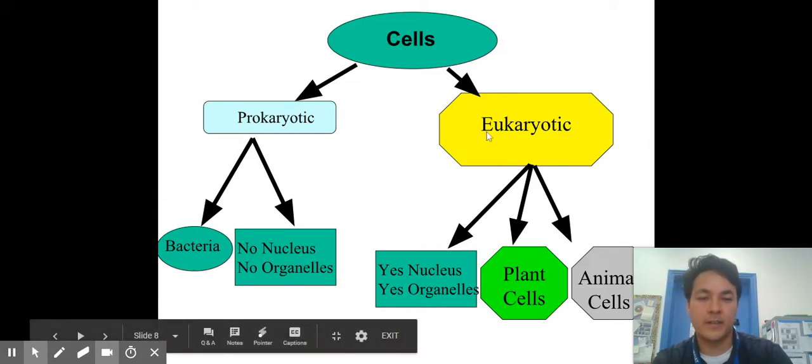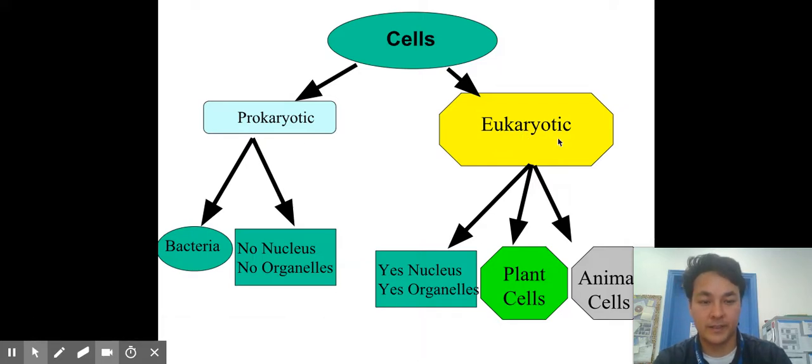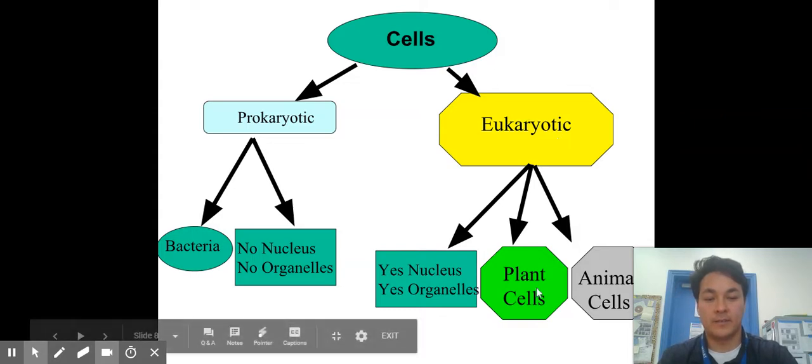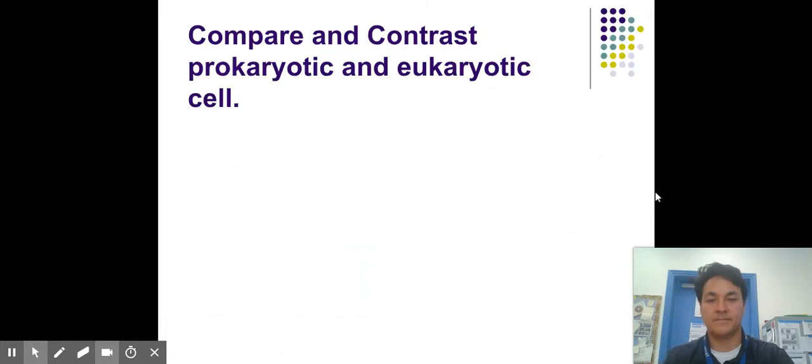From prokaryotes evolved eukaryotes, or cells that have a nucleus, right? And a nucleus means that it's a double membrane-bound organelle that's going to house the DNA. It protects the DNA. The DNA never leaves the nucleus. Instead, it sends messages out to make proteins. Eukaryotic cells include plant and animal cells. So they have a nucleus and they have organelles.